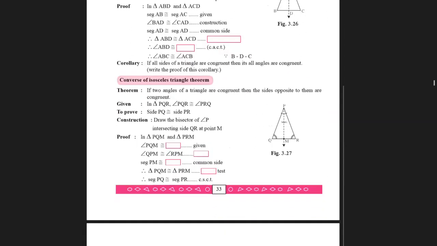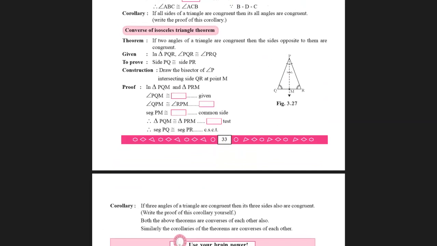Now, going to the converse of isosceles triangle theorem, the proof is not there for you, but we will just go through the theorem and understand it because the applications of this converse are there in few sums. So it's better that we just see what the theorem is. Now, the converse of isosceles triangle theorem states that if two angles of a triangle are congruent, then the sides opposite to them are congruent.